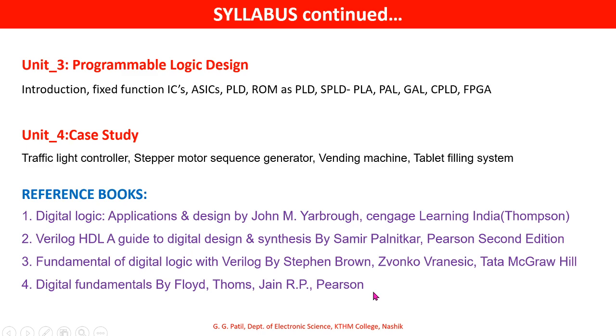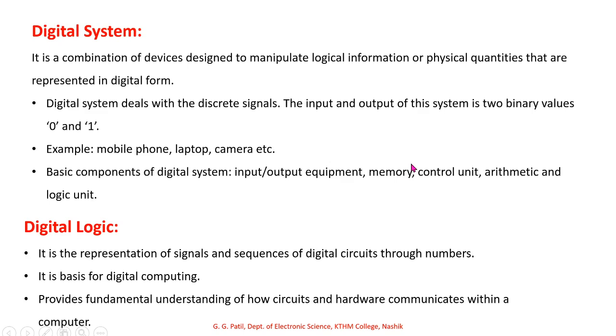Here we will start with the first unit, the digital system. So let us start the concept of digital system. Digital system is a combination of devices designed to manipulate logical information or physical quantities that are represented in digital form. In the earlier classes, F.Y.B.Sc and S.Y.B.Sc, we have studied basic digital circuits like combinational circuits, sequential circuits. In that, the multiplexers, demultiplexers, encoders, decoders, and in sequential circuits, registers, counters, various types of flip-flops.